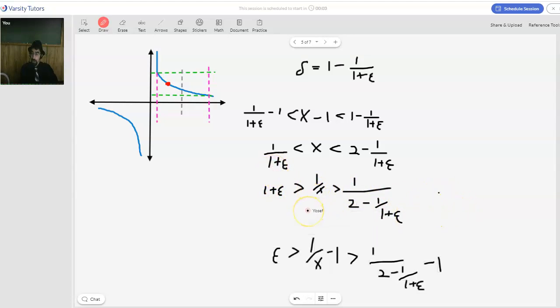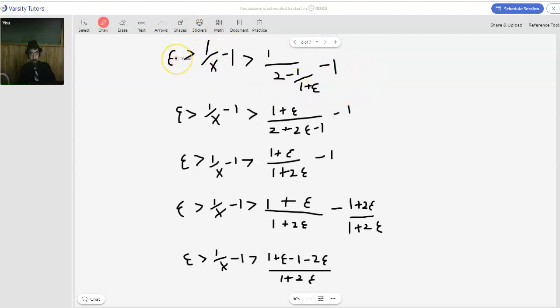Again, we flip the directions. Everything's positive. So we have 1 plus epsilon is greater than 1 over x, which is greater than 1 over 2 minus 1 over 1 plus epsilon. Subtract 1 from both sides. We have our epsilon over here. We need to show that this gets bounded by negative epsilon. And to do that, we have to do some algebra to simplify this down.